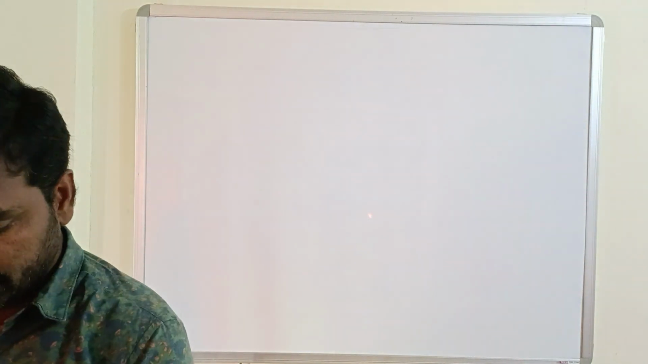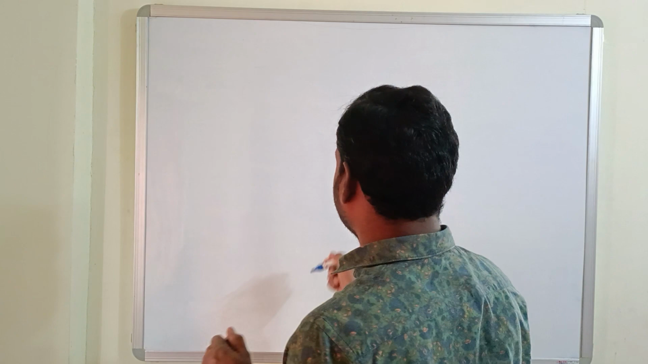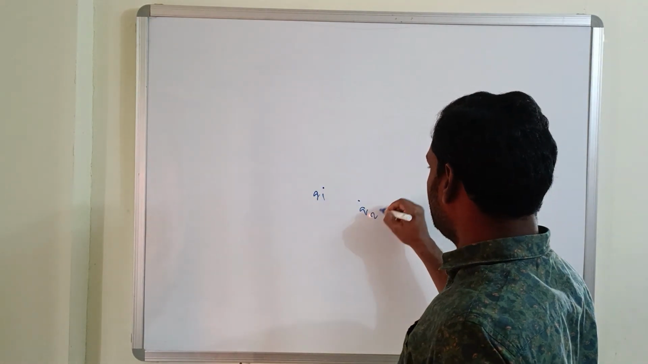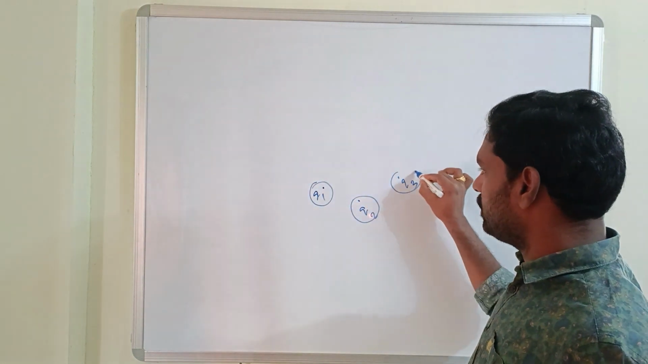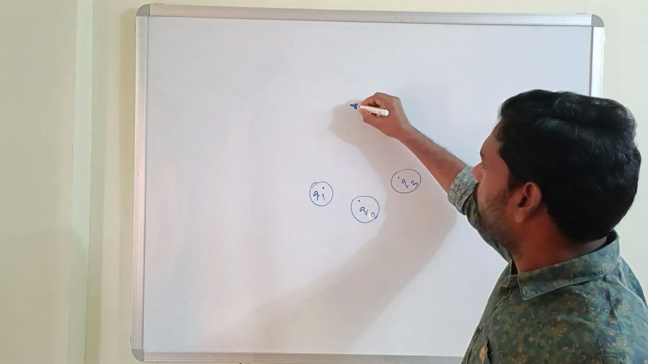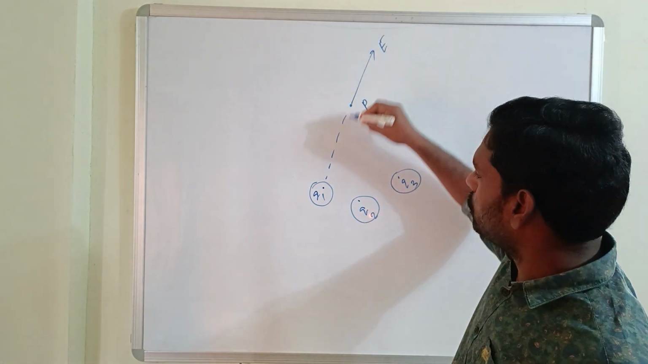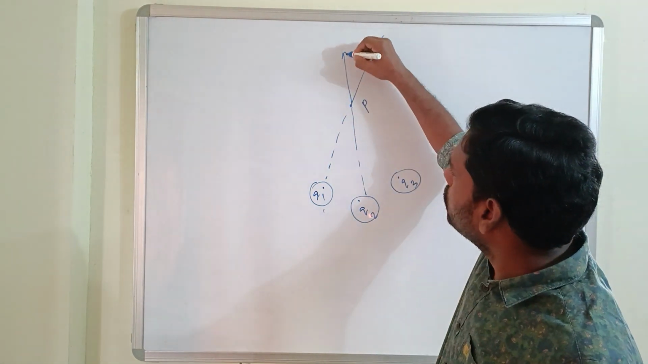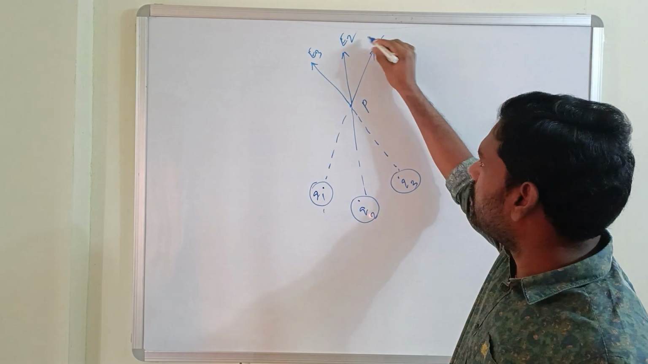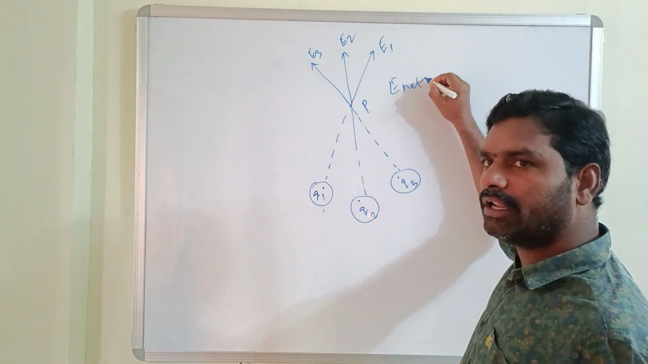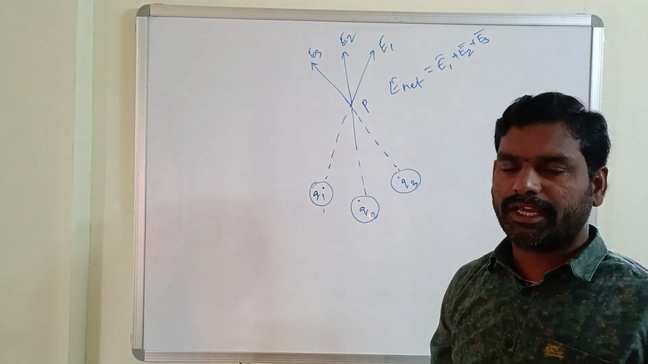So far we have discussed the electric field due to point charges, a discrete charge distribution. If a large number of charges Q1, Q2, Q3 are there, we have taken these charges as discrete, that means separate charges. If we want to find the electric field at this point P, we need to find the electric field due to Q1, due to Q2, and due to Q3. The vector sum of all three electric fields is the net electric field at point P: E1 plus E2 plus E3. We need to take care of direction as well.